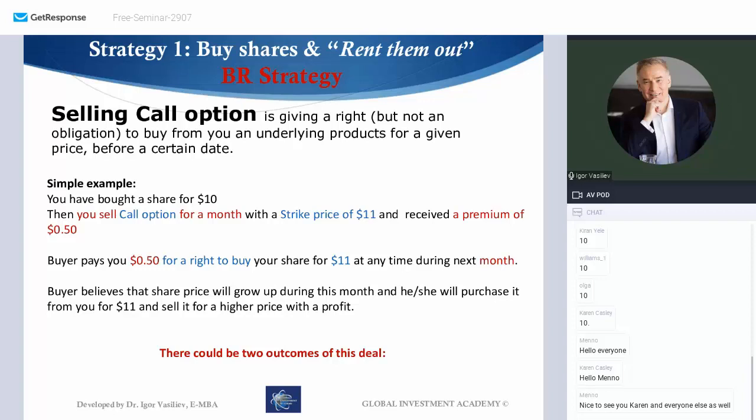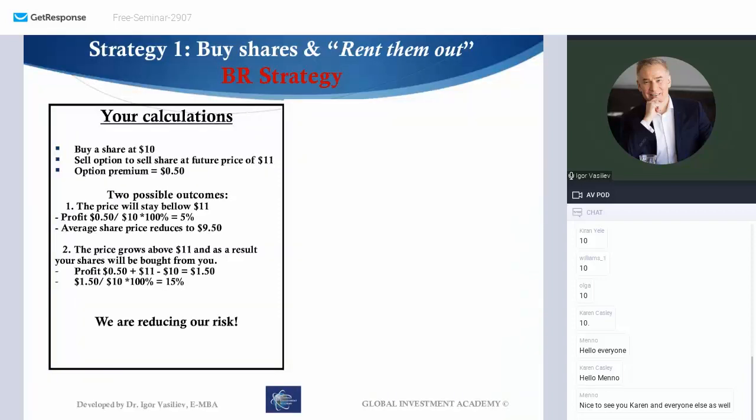And of course, there could be two outcomes of this deal. Let's have a look first at your side, and then I'm going to show you the other side, the other person, in order for you to understand why that person buys it from you, because some people don't understand it. They say, why would he do it? You know, if the share price is $10, why would he buy now the right to buy at $11? I will explain to you why it's working.